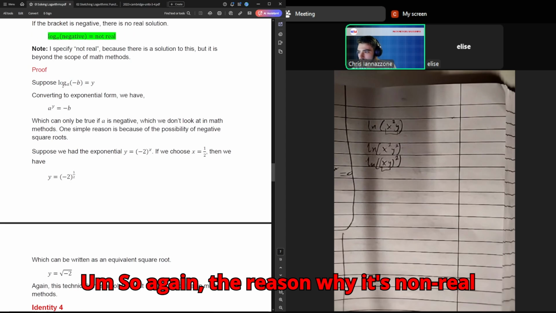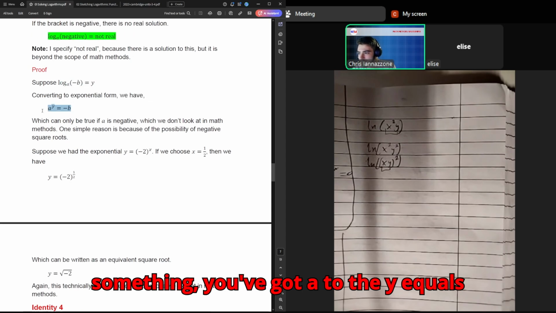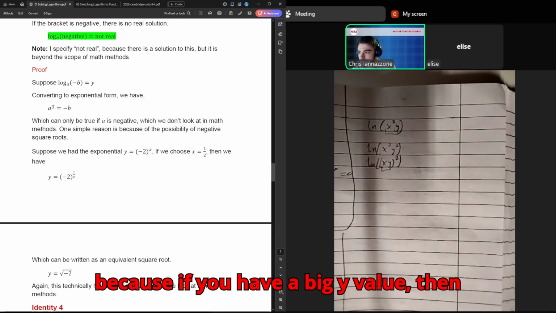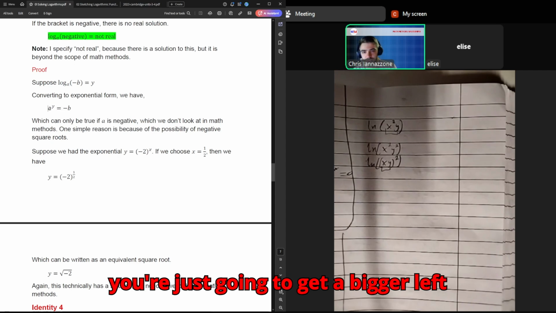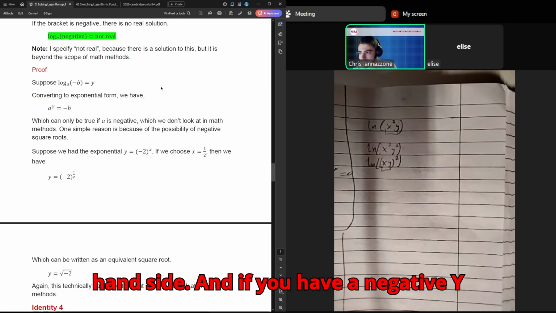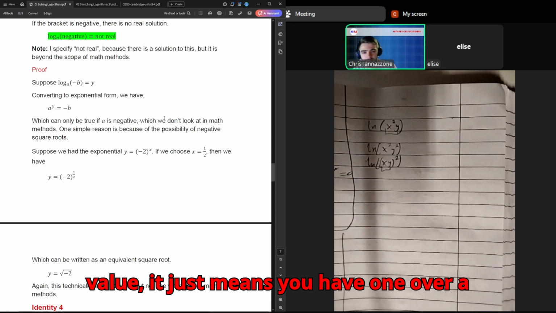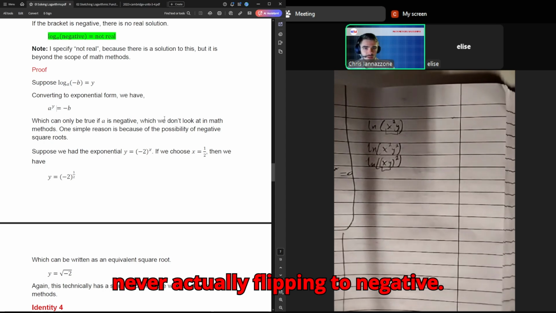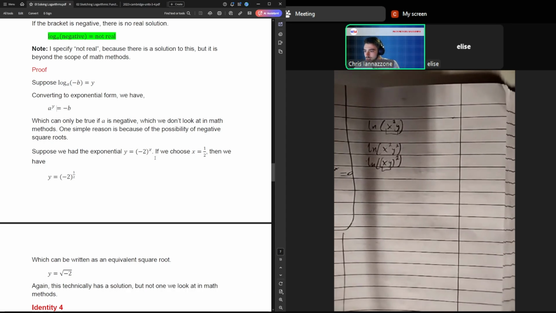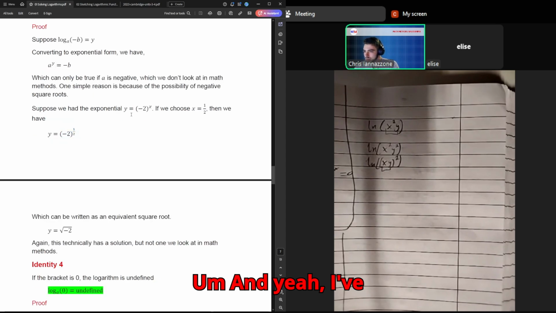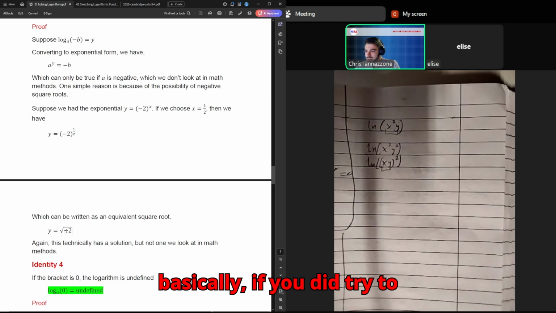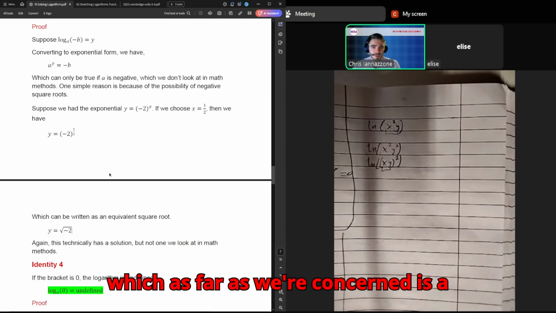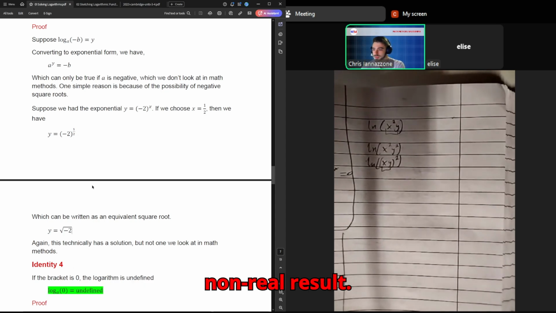So again, the reason why it's non-real is because if you do make it equal something, you've got a to the y equals negative b. Now that poses an issue because if you have a big y value, then you're just going to get a bigger left-hand side. And if you have a negative y value, it just means you have 1 over a certain value, which means you're just asymptotically approaching 0, but never actually flipping to negative. And yeah, I've just written a few things here as to basically if you did try to rearrange in some certain way, you would get the square root of a negative number, which, as far as we're concerned, is a non-real result.